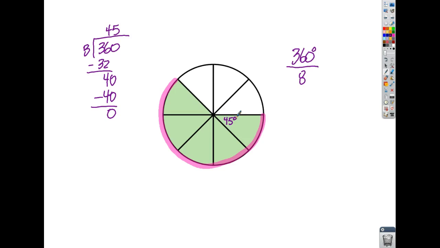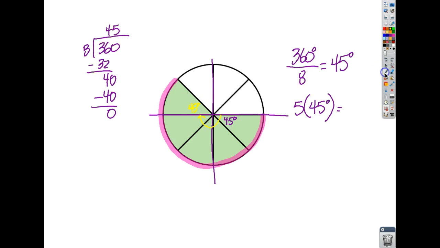Another way we could have done this is to look at this and say that's quarters, so this is 90 degrees. If I cut that in half, I get 45. So each one of these is 45 degrees. Now you have a couple of different options. We could take 5 of them, so 5 multiplied by 45 degrees. Or we could say this distance here is 180 degrees, and I have an extra 45 degrees.